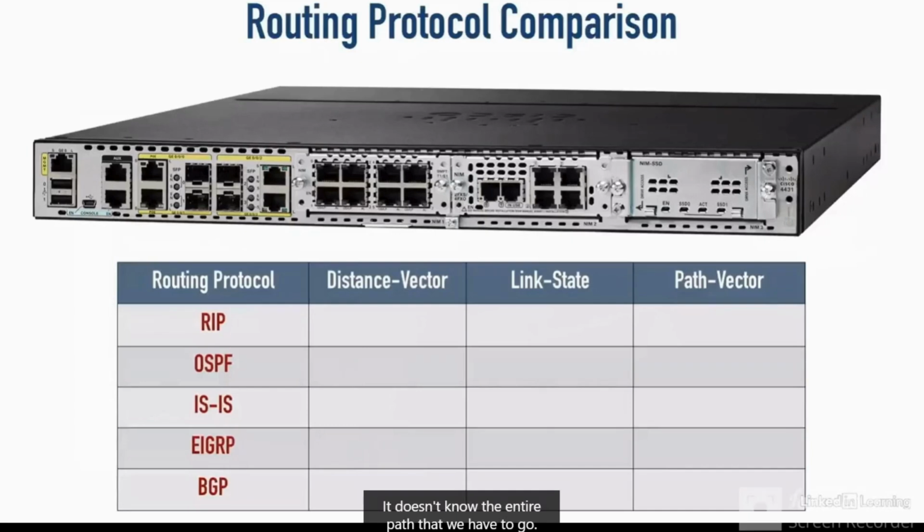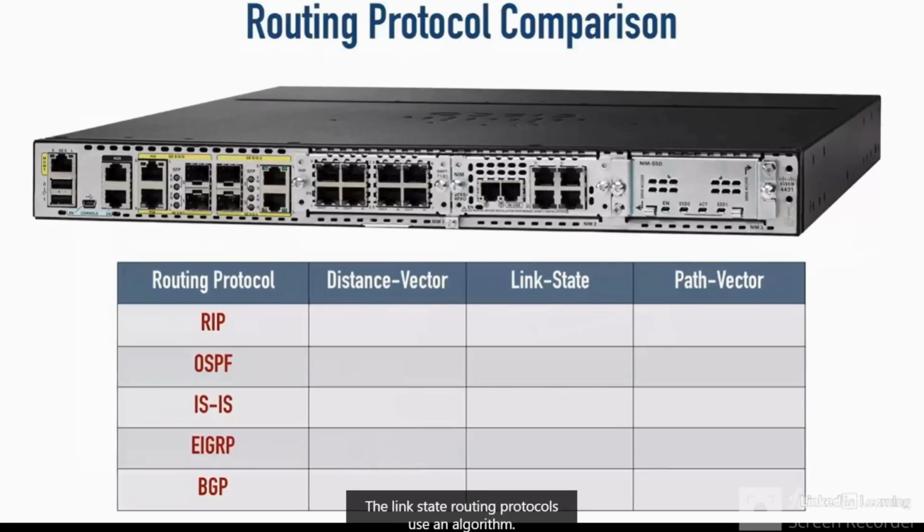It doesn't know the entire path that we have to go. It just knows the next hop is in this direction. We're going to go to this next hop IP address, or we're going to go out of this egress interface, and here's a metric or a cost representing how far it is to get to that destination network. And a link state routing protocol is going to have a map of the entire topology.